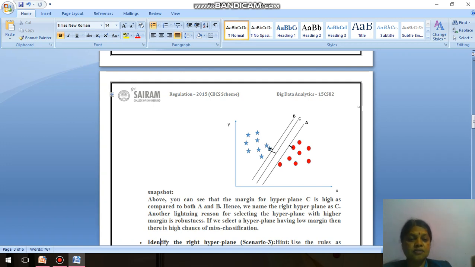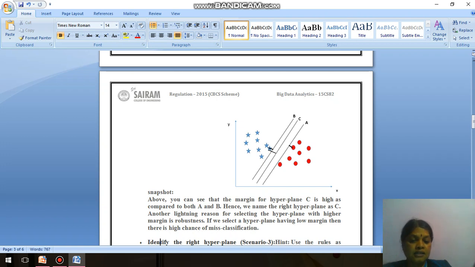But out of these three, which one is called the better one? You recommend based on the length, based on the margin. If the margin is high, consider it the best. Another reason for selecting the hyperplane with the higher margin is robustness. Why are you selecting only the higher margin? It is proven that a lower margin will have a high chance of misclassification.